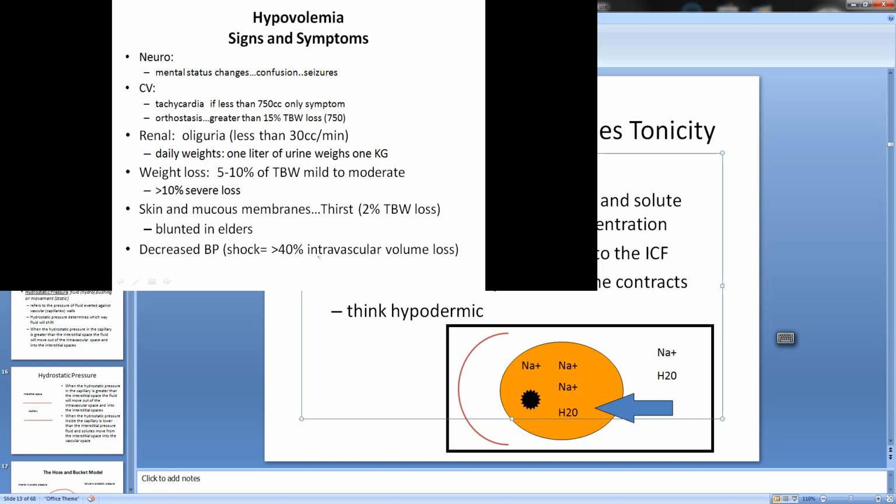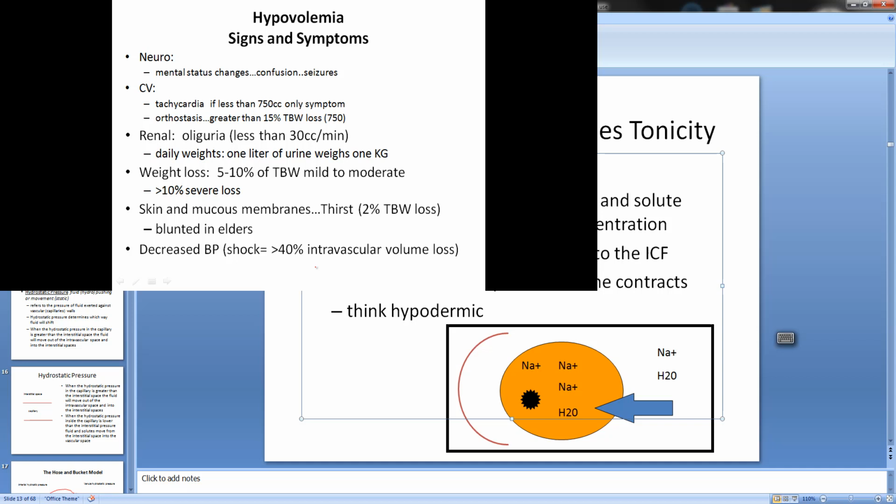So what are the signs and symptoms of hypovolemia? Neurologically, patients become confused. They can even have seizures, particularly if it starts to cause sodium abnormalities. Cardiovascularly, they have tachycardia. And as I said, also orthostasis. Renally, they can have oliguria, which is defined as less than 30 cc's per hour. And daily weights obviously will help you to figure out.